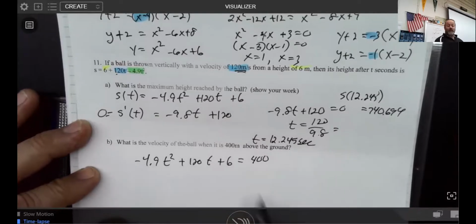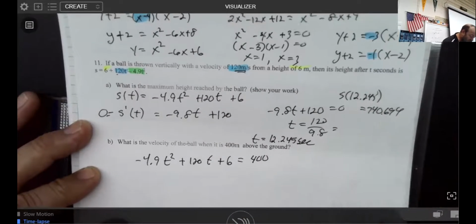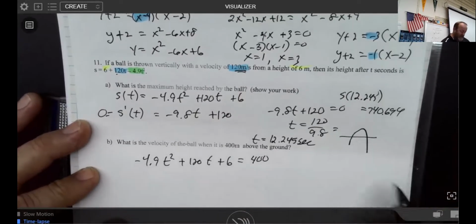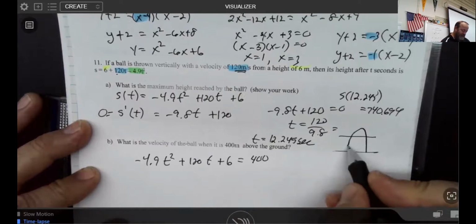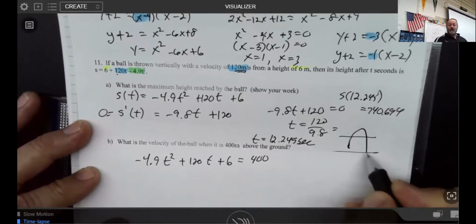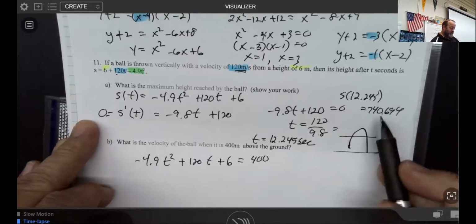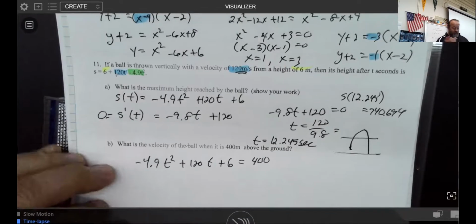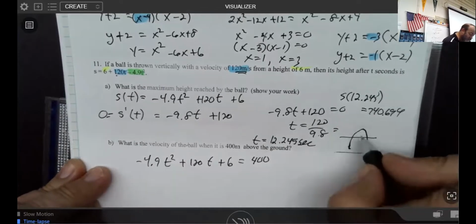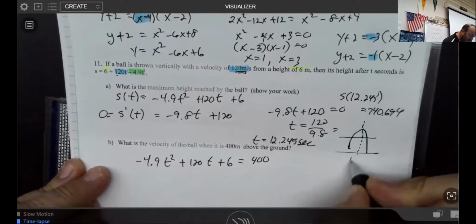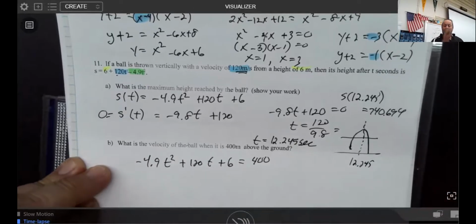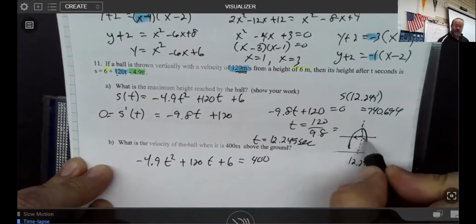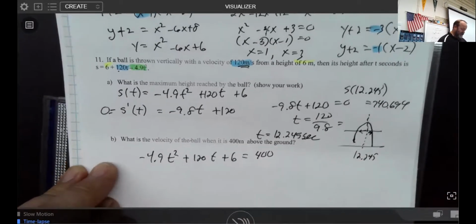Now, will it reach 400? Well, we know it will. In fact, it will reach it once on the way up and once on the way down. You'll notice that I tried to draw it like this because it was 6 meters off the ground when it started. So it's going to reach it once, with a maximum of 740 here, and then come back down. I'm not totally sure what that's going to be, but I do know that the symmetry value is 12.245 seconds. That's where it's going to hit that peak. So the distance in time to there and there are going to be the same. And we'll see that in a second.